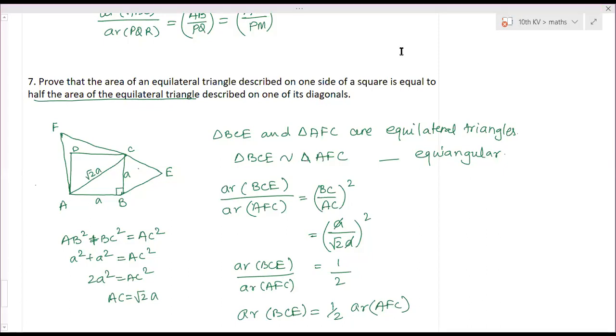Ma'am, the second triangle will be AFC or ACF, ma'am? Anything. Because all three sides are equal to each other, any ratio can be equal to any ratio. So all three sides are equal, no? You can take BC by AC, or BC by AF also, because all three sides are equal. Okay. Thank you, ma'am.